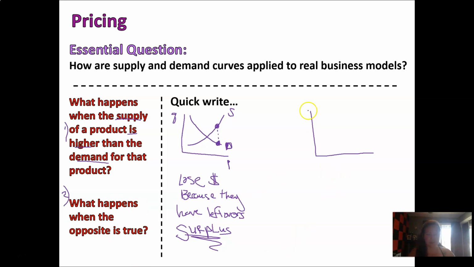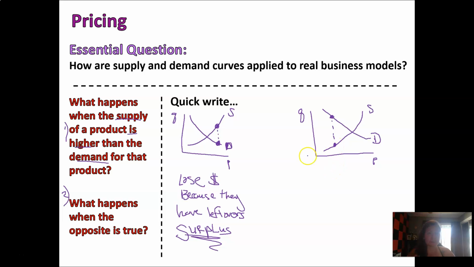Okay. And then number two, so over here we'll do number two. Again, this is the price. This is the quantity. The graph going up is my supply graph, and the graph going down is my demand graph. All right, and so then number two says what happens when the opposite is true. So that would be when demand is higher than supply. Right? See over here, this is the demand graph and it's above the supply graph. So it has a higher quantity than the supply does.